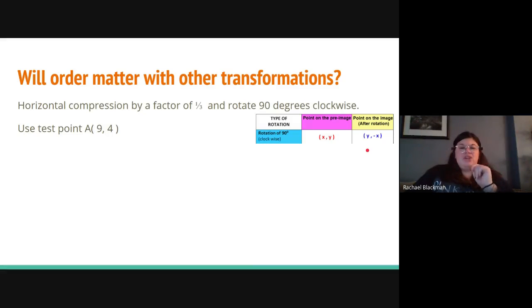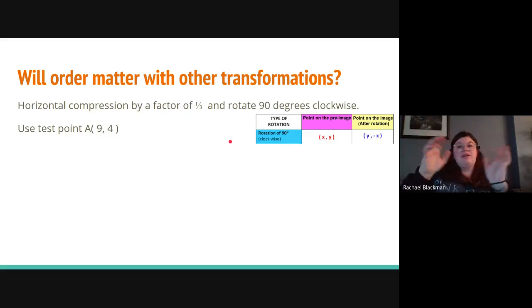Last one, let's just double check, make sure we can do this. What if we do a horizontal compression by a factor of 1/3? Horizontal compression, that means I need to multiply my x coordinate only by 1/3. 1/3 is our scale factor there. And rotate 90 degrees clockwise. And I have those rotation rules off to the side.